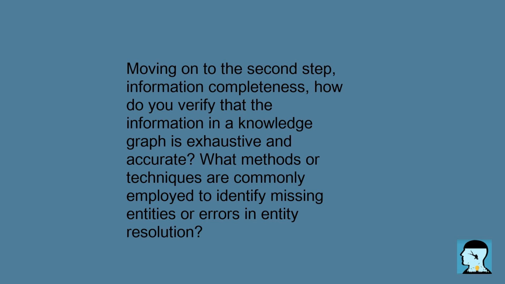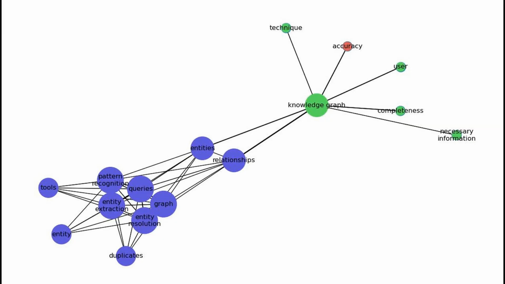Moving on to the second step, information completeness. How do you verify that the information in a knowledge graph is exhaustive and accurate? What methods or techniques are commonly employed to identify missing entities or errors in entity resolution? Verifying that the information in a knowledge graph is complete and accurate is like checking a grocery list before leaving the store. You want to ensure you have everything you need and that there are no duplicates or missing items.